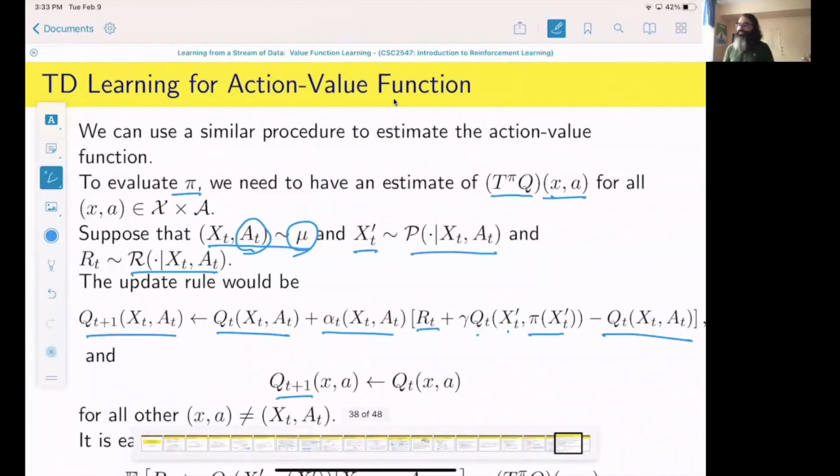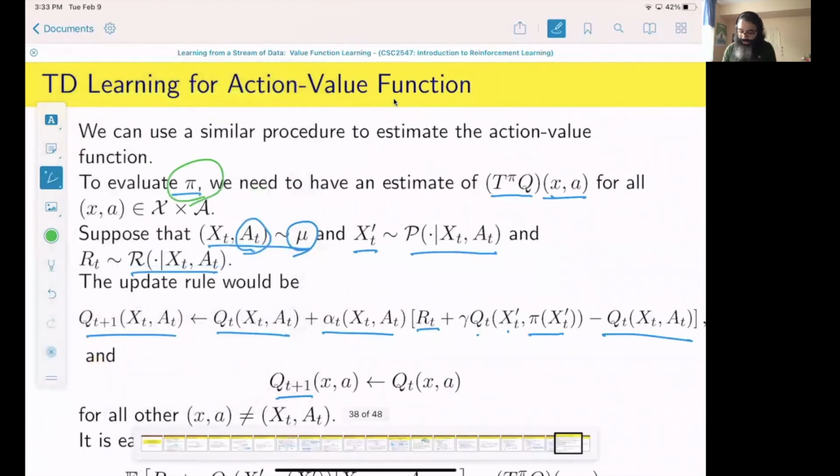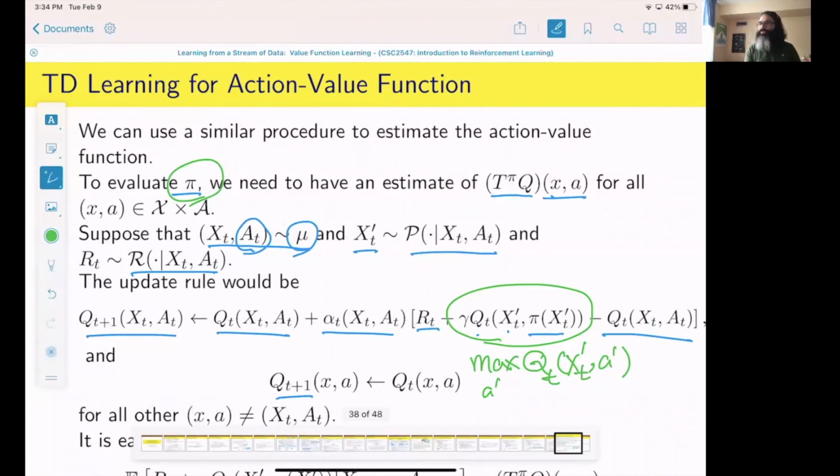TD learning for action value function. Here we wanted to evaluate policy pi, and the update rule is very similar to Q-learning, except that this term is a bit different. In Q-learning, we have max over a prime of Q_t, but here we have pi instead of that maximization. So what is the policy that's being evaluated here?